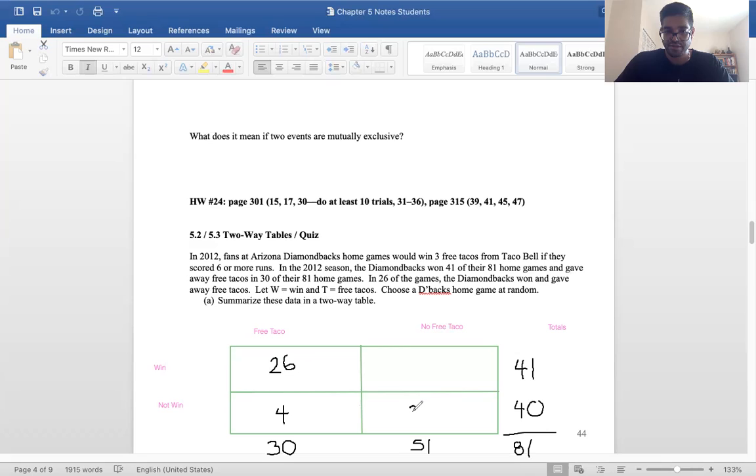And now we're just filling in the rest. This has to be a 36. This has to be a 15. Right? 36 plus 15 equals 51. 26 plus 15 equals 41. And if you add down, 26 plus 4, 30. Yeah, and then we're good. So this right here represents a two-way table. We're just reading the problem, breaking it all down. So now we can answer some questions on this.